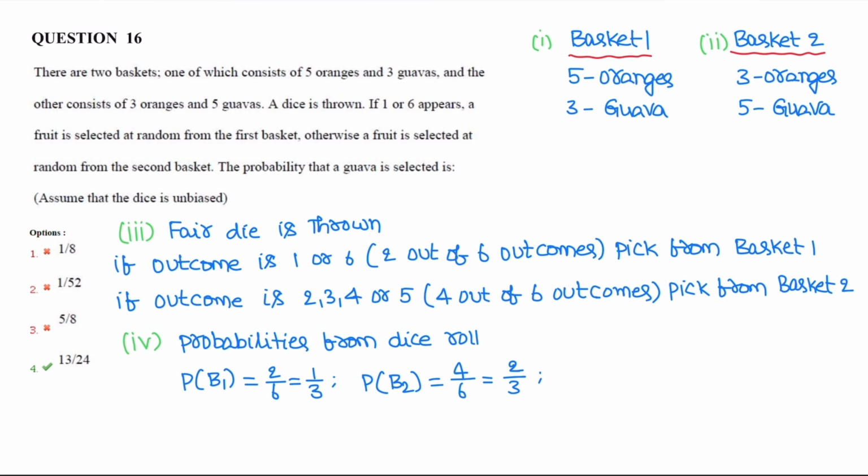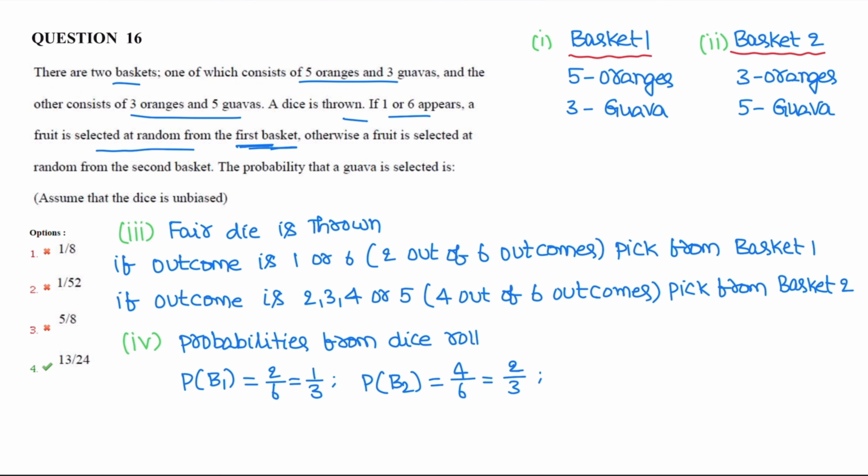Next question. It is related to probability. There are two baskets: one consists of 5 oranges and 3 guavas, and the other basket consists of 3 oranges and 5 guavas. So basket 1 consists of 5 oranges and 3 guavas. Basket 2 consists of 3 oranges and 5 guavas. Also given, a dice is thrown; if 1 or 6 appears, a fruit is selected at random from the first basket.